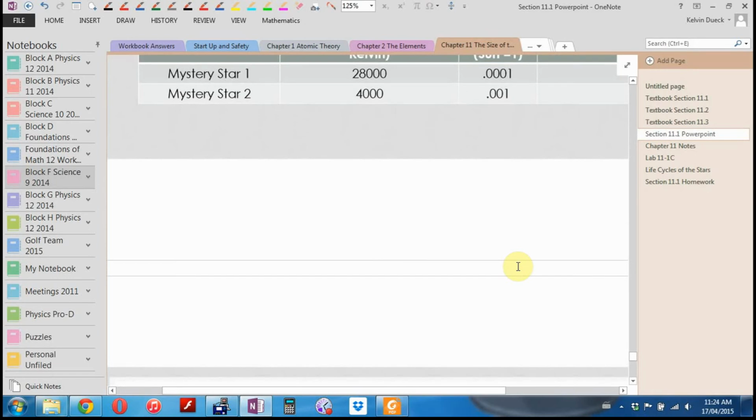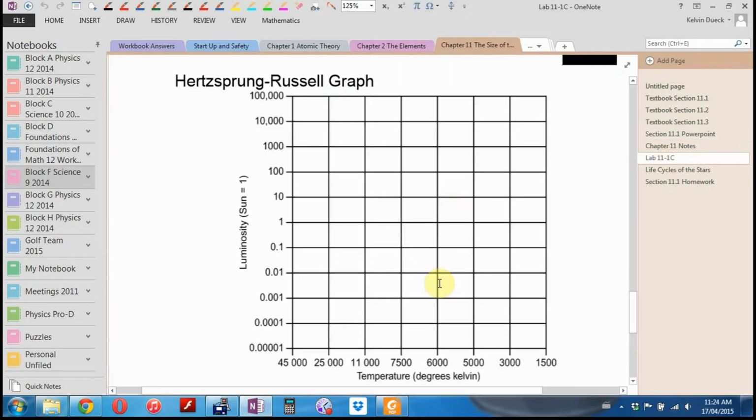Let's remember that. So you're going to remember the temperature for me, 28,000 degrees, and you're going to remember the luminosity, 0.0001. What I'm going to do is go to the graph. What was the temperature? 28,000. Temperature is along the bottom. 28,000 will be about there-ish. Closer to 25 than to 45. About there. What was the luminosity?